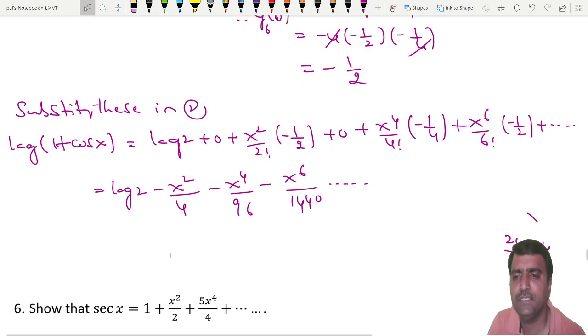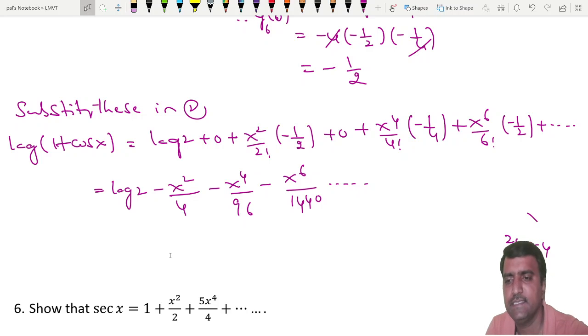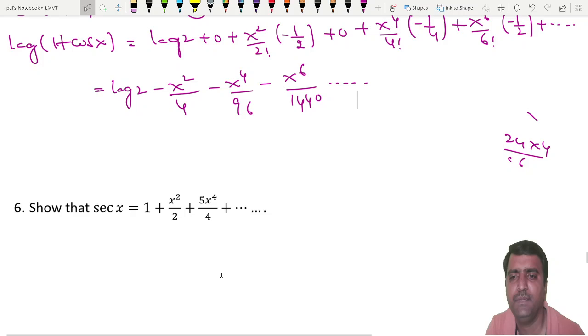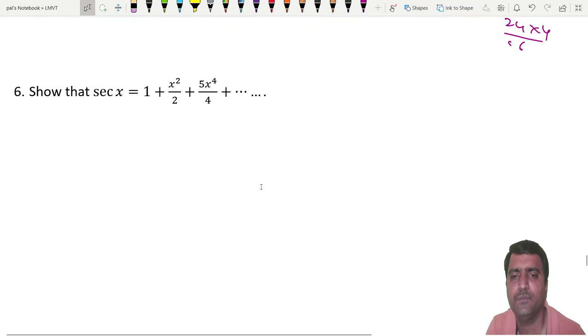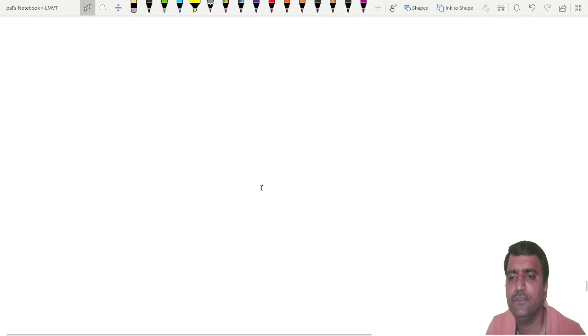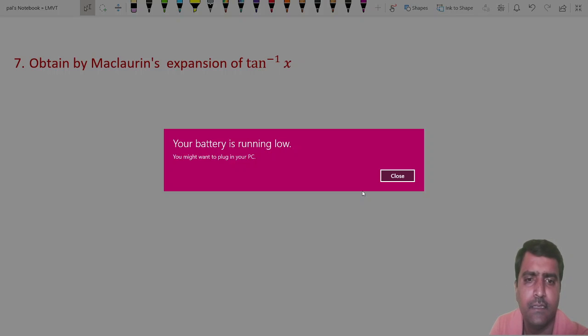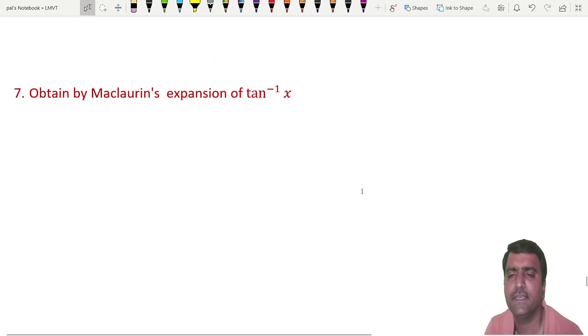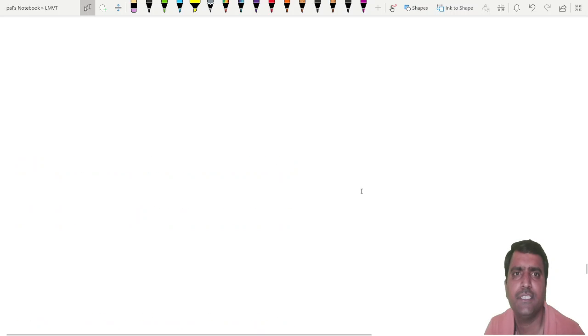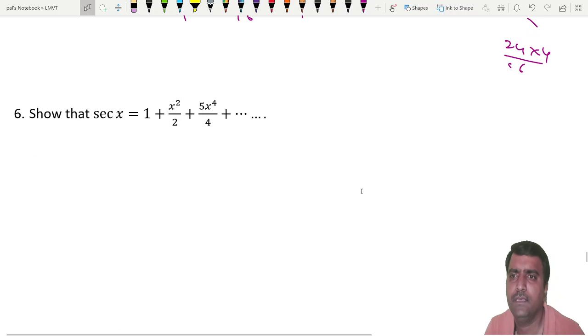So if possible, you try to find this series. Secant x is equal to 1 plus x square by 2 plus 5x to the power 4 by 4. And also try to solve this, tan inverse of x. So try to find the expansion of tan inverse of x. Yes. So next session I will discuss some more problems. Thank you.